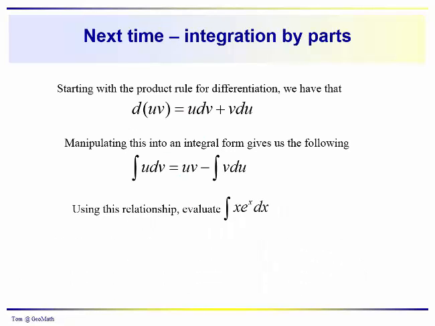Next time we're going to talk about integration by parts. Integration by parts comes from the product rule for differentiation, where we have the differential of the product of two functions, d(uv), equal to u times the differential of v plus v times the differential of u. And we can manipulate that into this integral form. For next time, take a look at this particular integral and see if you can figure it out using this approach. Next time then.